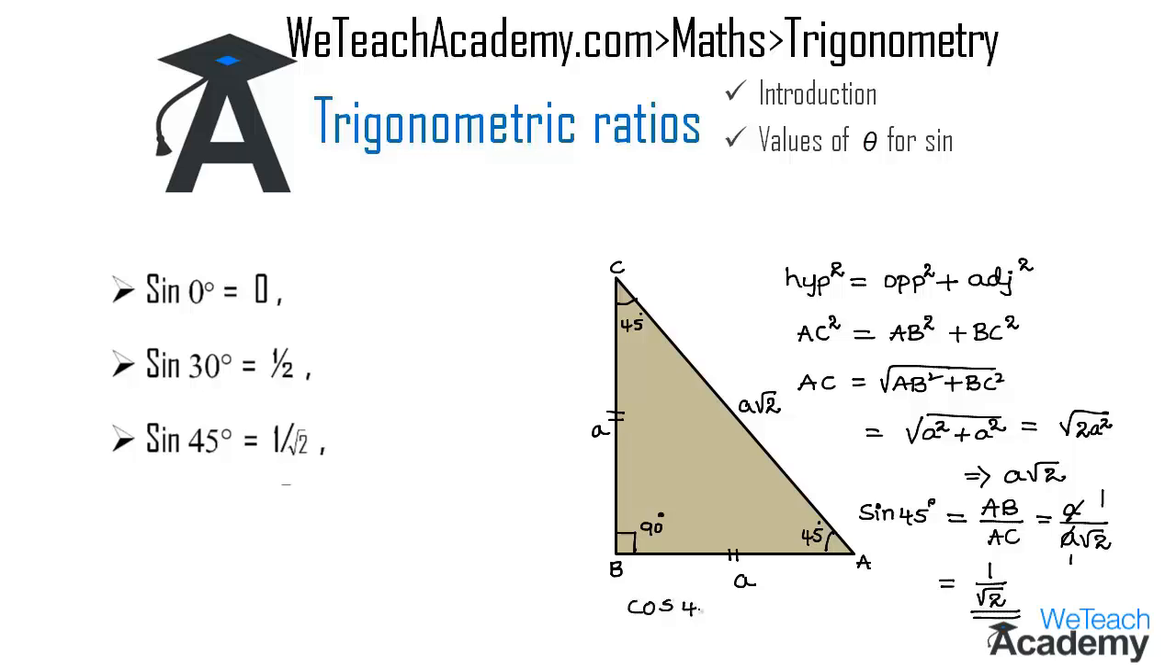And now let us consider the value for cos 45 degrees. So cos 45 degrees is equal to adjacent side by hypotenuse side. So here the adjacent side is nothing but BC, which is A, by hypotenuse side AC, that is A root 2. So we get A by A root 2, and by simplifying, A in the numerator and A in the denominator get cancelled, and we get 1 by root 2 as the value of cos 45 degrees. And now let us find the value for sin 60 degrees.